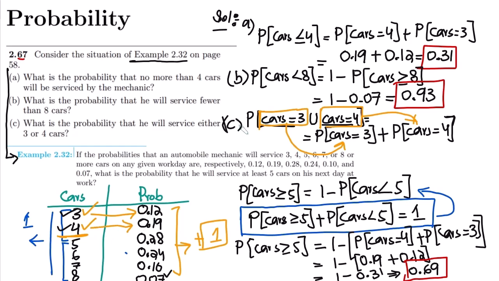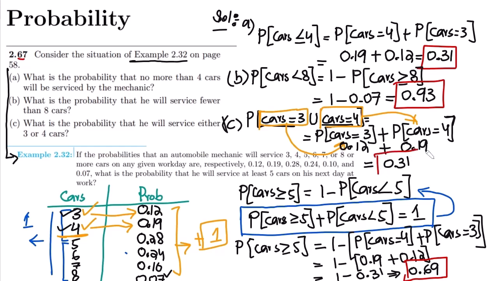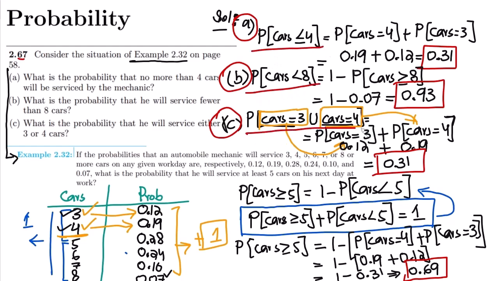Now putting their probabilities, which I already know, the probability of 3 is 0.12 and the probability of 4 is 0.19, which will ultimately give me 0.31, and that is the probability that he will service either 3 or 4 cars. So that is the solution of part C. We have solved part A, part B and part C on the basis of the conditions given here: this is the first condition, this is the second, and this is the last one.